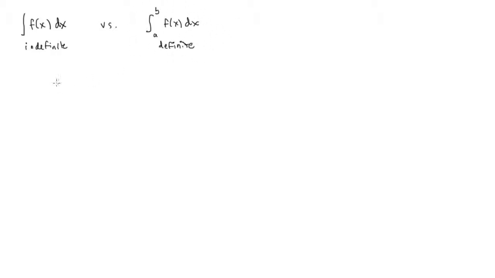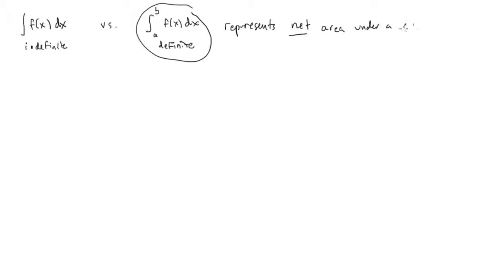So the definite integral represents net area under a curve. Okay, now what do I mean by net area? If you've, say, ever studied economics, you know the difference between net and gross. So gross revenue is how much money you actually have coming in, and your net revenue is however much money is coming in minus whatever your expenses are. So there might be some notion of a negative quantity here.